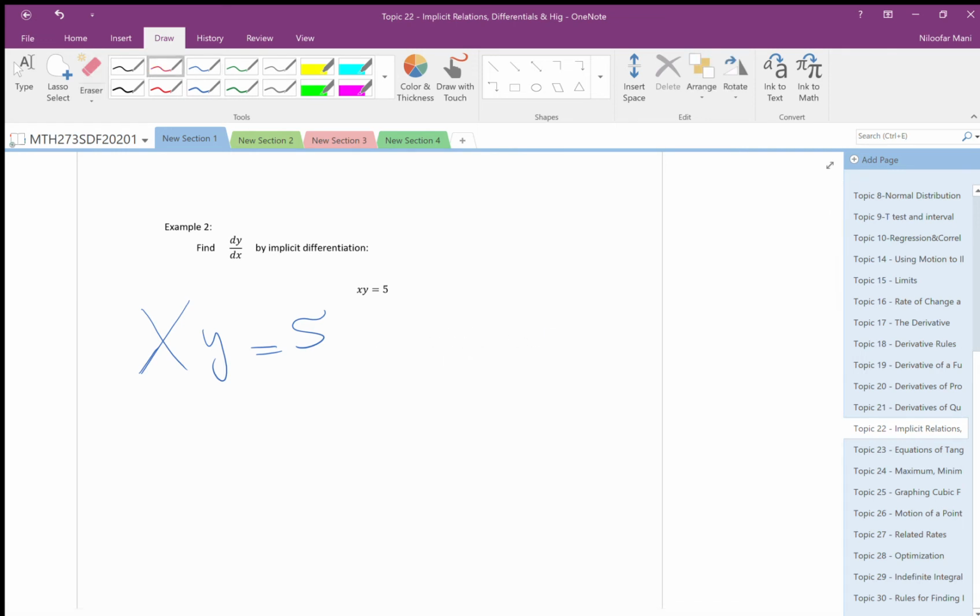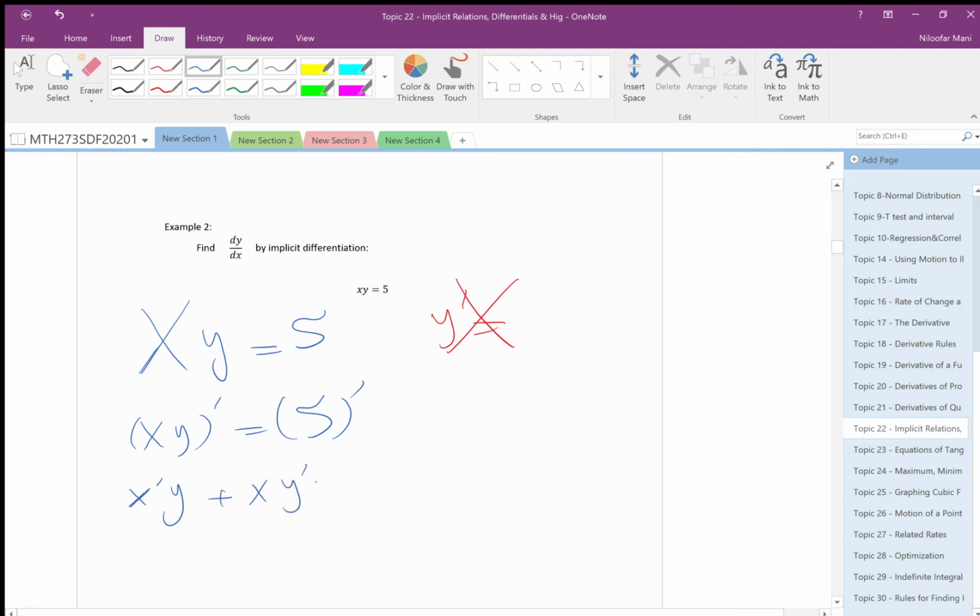Okay? Do you start y prime equal? No, no, no, no. You do what? First step, derivative of both sides. Okay, xy derivative equal 5 derivative. Now do the derivative. Product rule, quotient rule, derivative rules all apply. So it is derivative of x times y plus derivative of y times x equals 0.